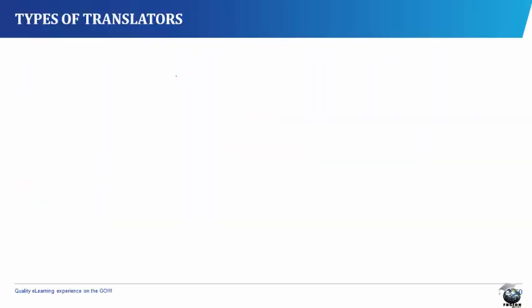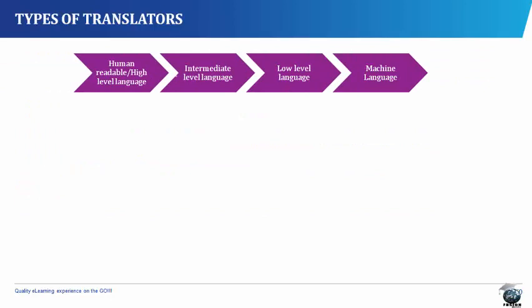Types of translators include the following. From the highest one, that is, the human-readable high-level language, we have lower ones, the intermediate-level language. It comes down to the low-level language, and it continues on that end down to the machine language. Now let us see what each of them stands for.